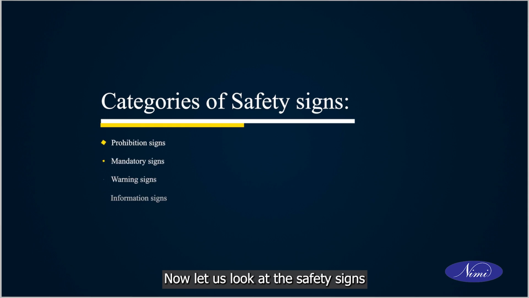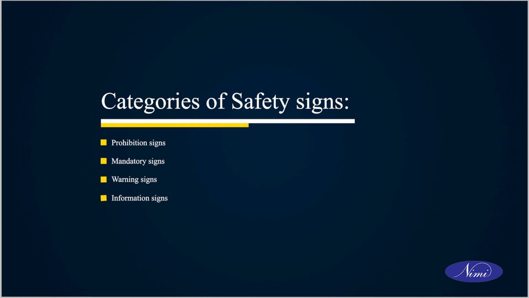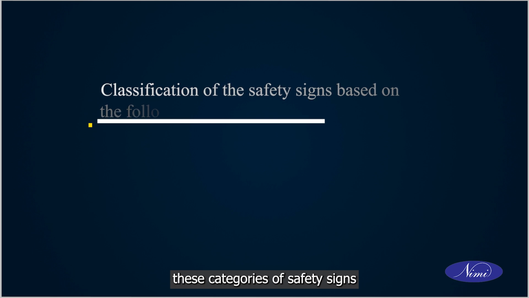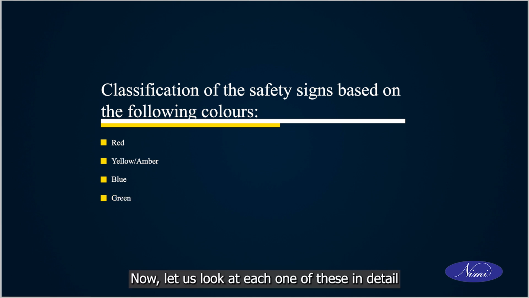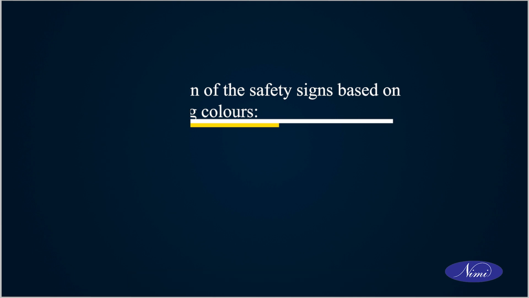Now let us look at the safety signs which are mainly classified into 4 categories. They are prohibition signs, mandatory signs, warning signs, information signs. These categories of safety signs can be recognized based on the following colors: red, yellow or amber, blue, green. Now let us look at each one of these in detail.